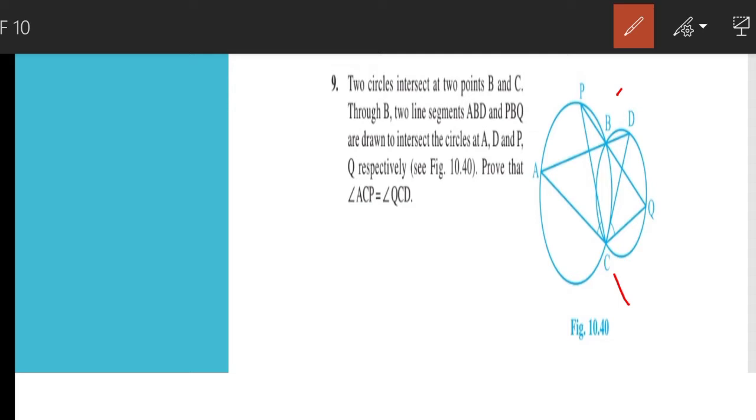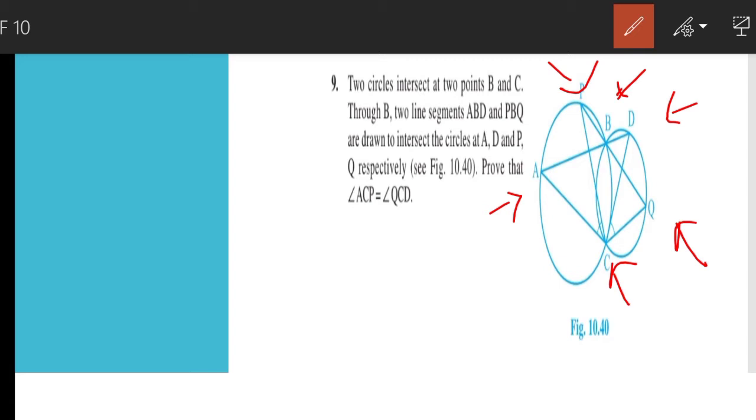Through B, two line segments ABD and PBQ are drawn. ABD is a straight line and PBQ is also a straight line, which intersect at B. They are drawn to intersect the circles at A, D and P, Q respectively. For ABD, it is intersecting at A, B and D, and for PBQ, it intersects at P, B and Q.